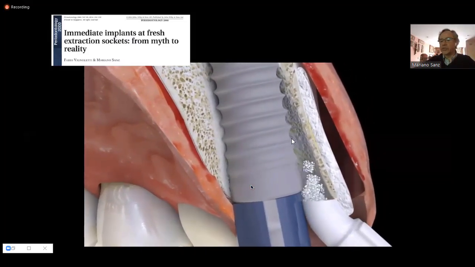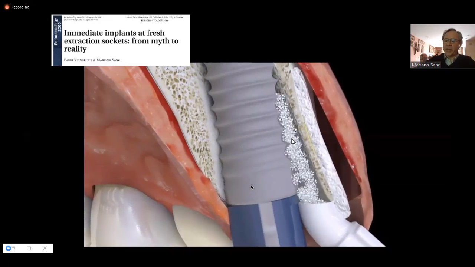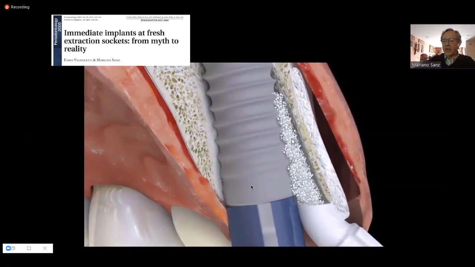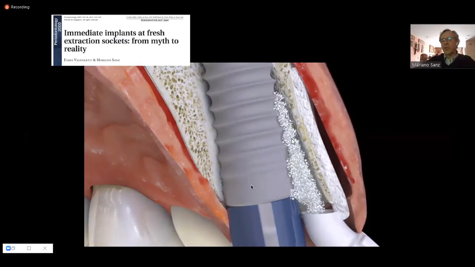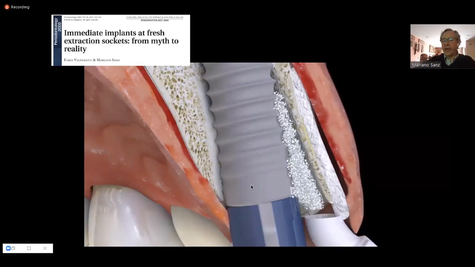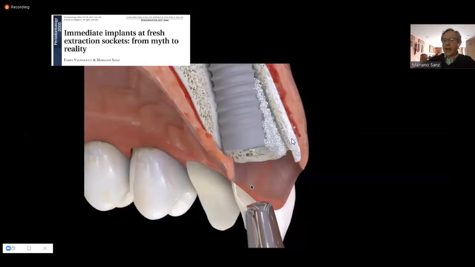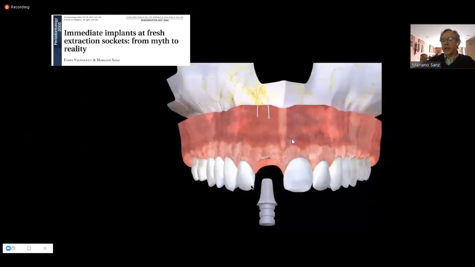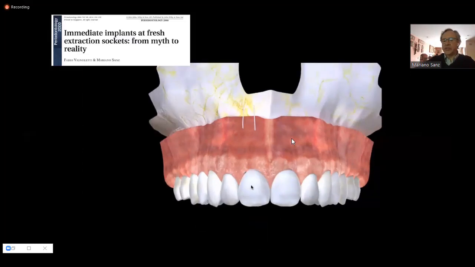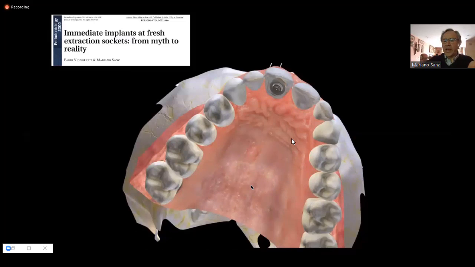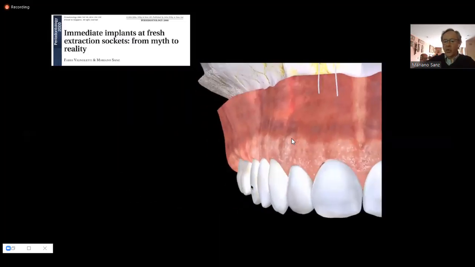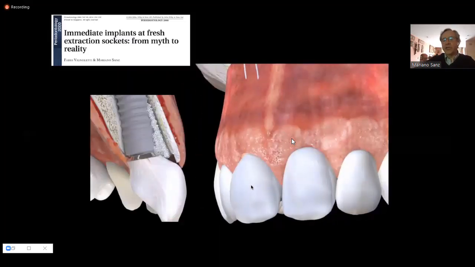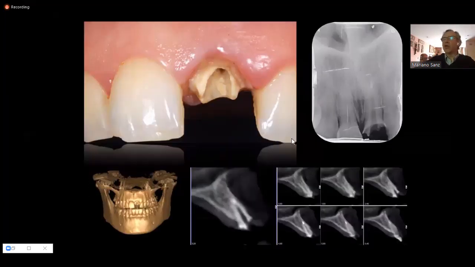We are going, of course, to fill the gap with xenogenic biomaterial to prevent the collapse of the buccal bone, and then we will try to support the soft tissue and the matrix with the provisional restoration. This provisional restoration will be a little bit under contour to allow the flap of soft tissue to go in and to be maintained without collapsing.